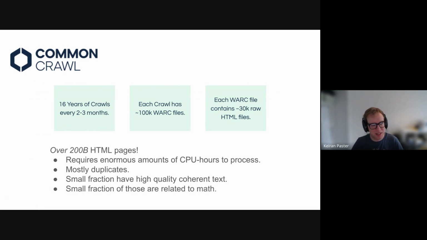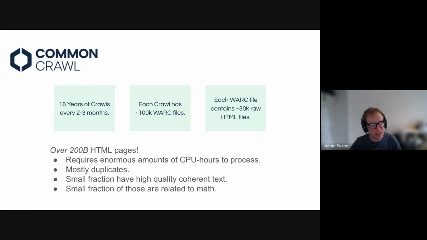Common Crawl is an openly available web crawl where every 2 to 3 months for the last 16 years, they crawl a massive portion of the web. Each crawl that they release contains about 100,000 compressed files that each contain tens of thousands of HTML pages. In total, Common Crawl gives us around 200 billion HTML pages crawled from the last 16 years of the internet.